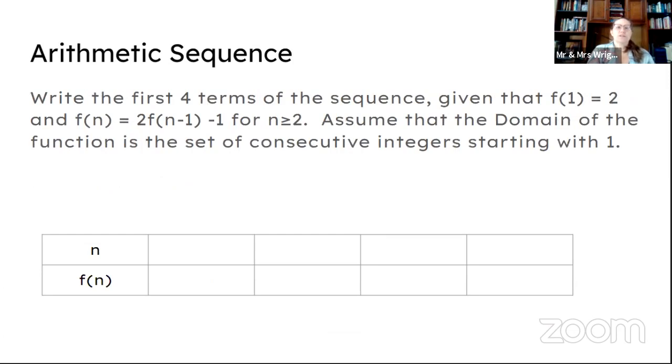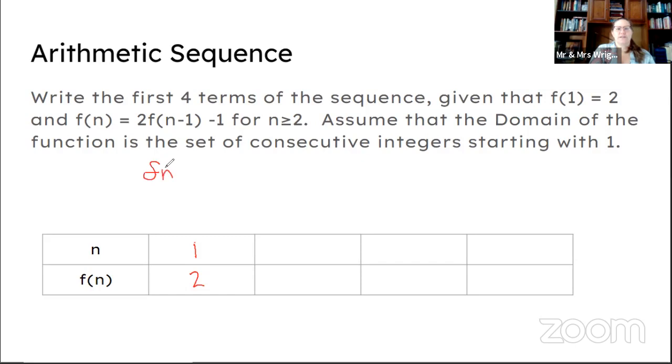So here, we're asked to write the first 4 terms of a sequence given that f of 1 is 2. So they gave us one of the terms, f of 1 is 2. I'm going to fill in the chart with the information I have. f of 1 is 2. Okay. My n is 1. My f of 1 is going to be 2. All right. And f of n is 2 times f of n minus 1 minus 1.